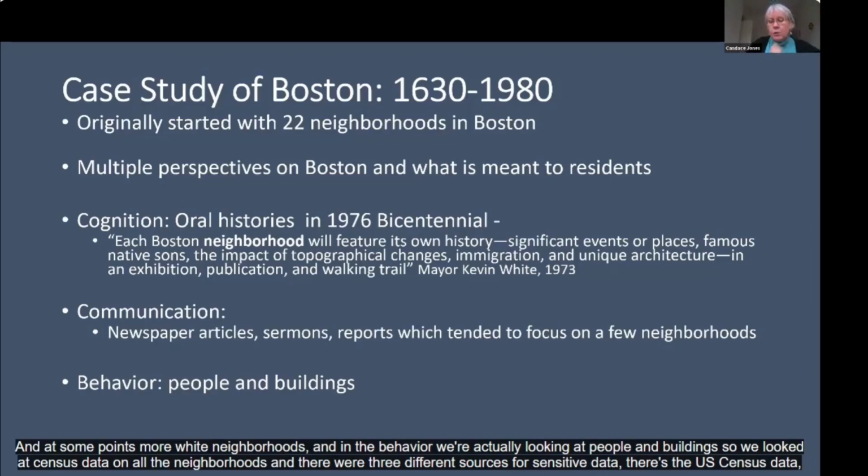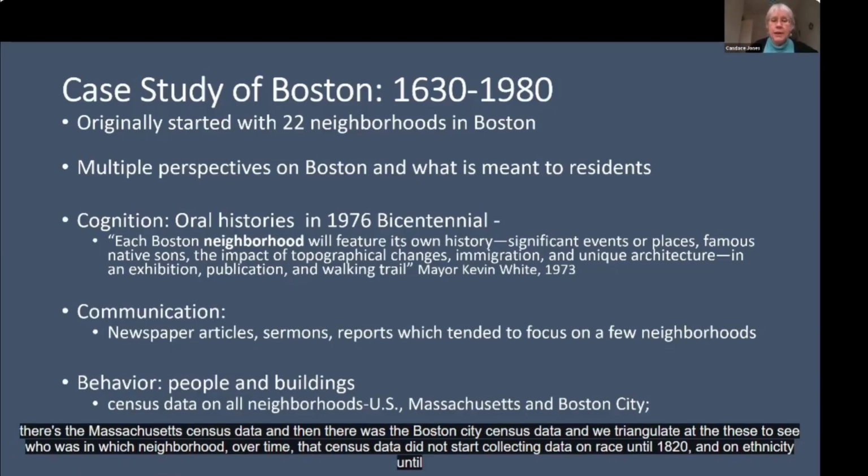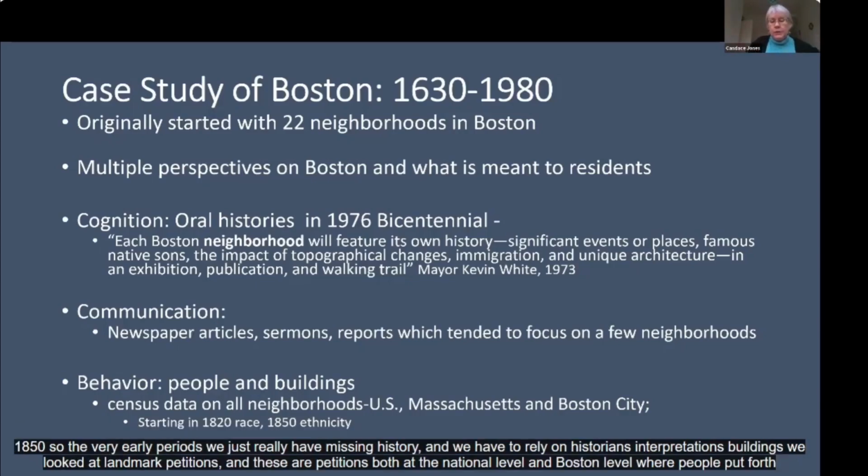And in the behavior, we're actually looking at people and buildings. So we looked at census data on all the neighborhoods, and there were three different sources for census data. There's the US Census data, there's the Massachusetts Census data, and then there was the Boston City Census data. And we triangulated these to see who was in which neighborhood over time. The census data did not start collecting data on race until 1820 and on ethnicity until 1850. So the very early periods, we just really have missing history and we have to rely on historians' interpretations.